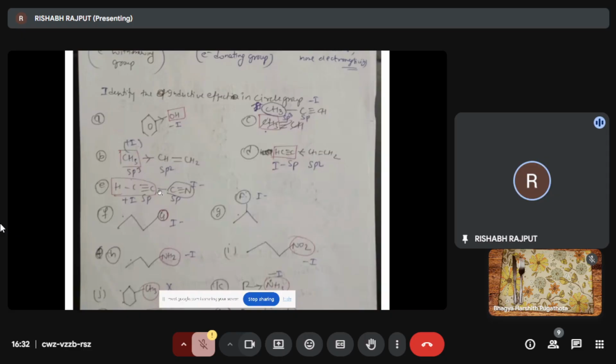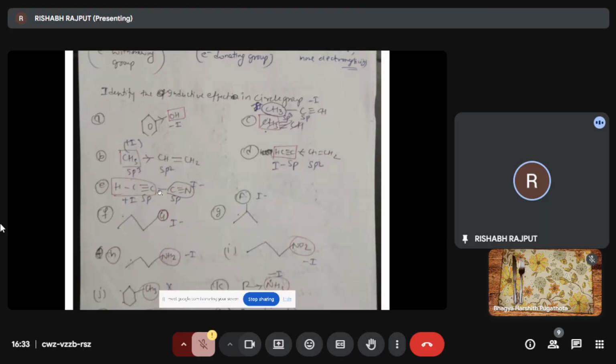But in the J question, what happens here? Both sides carbon is there. Both sides carbon is there. And if you see here, both are sp3. That is why I am saying there will be no change in the I effect here. You see, there is no I effect. In the K question, see guys, NH3 and NH2 have minus I effect. But if I add a plus charge on the nitrogen, it will become more minus I effect.